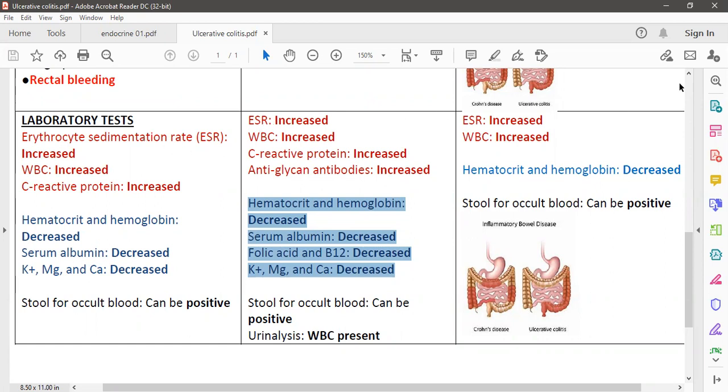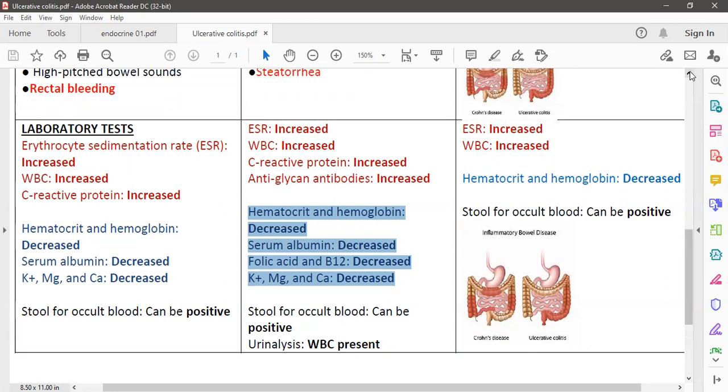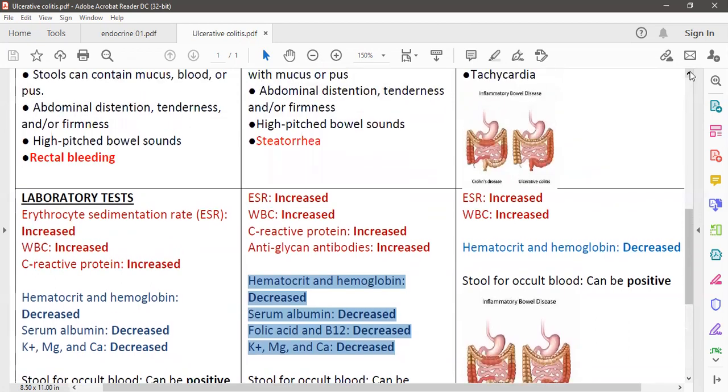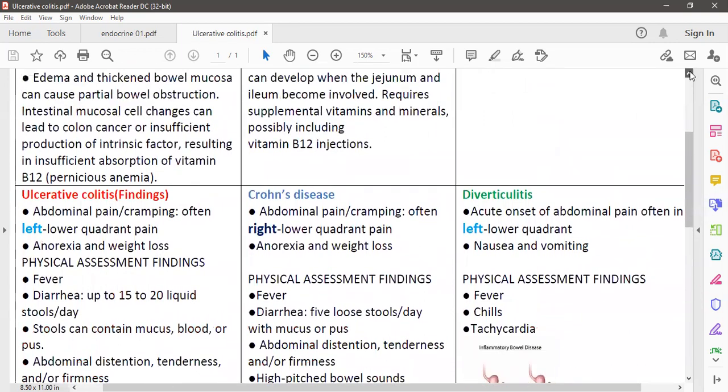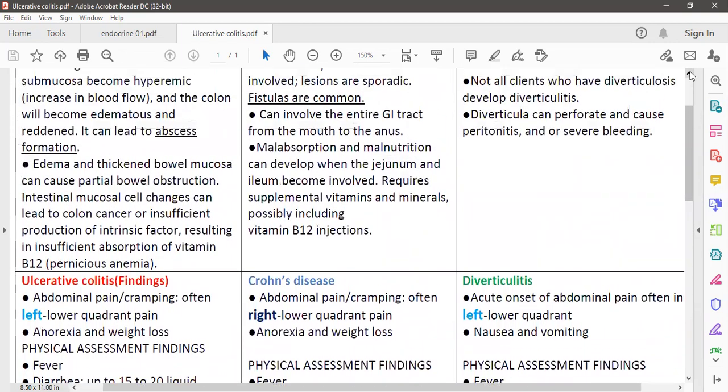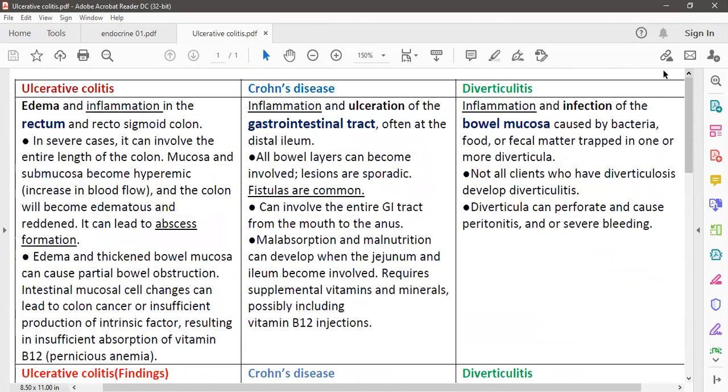Sometimes it is very important to know the risk factors about this disease. What are the risk factors? Risk factors are genetics, like this disease is more common in Caucasian or Jewish descent, or people who are under stress, or people who have an autoimmune disorder.